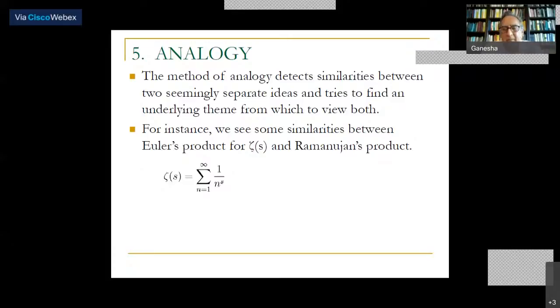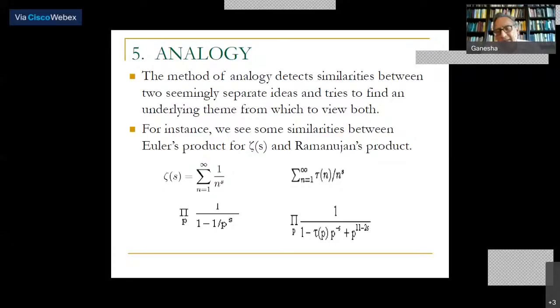Here we see it's an infinite product over primes, and it seems that this tau is also an infinite product over primes. Here it was a linear polynomial in 1 over p to the s. Here it seems to be a quadratic polynomial in 1 over p to the s. So there seem to be some analogies between the two, and one could ask whether there is some sort of underlying theory. And indeed, that's essentially what Hecke discovered.